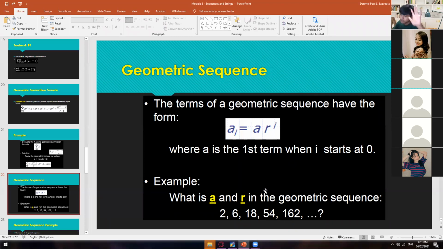Anyone? Do we have a volunteer who wants to answer this example? What is our a, and then what is our r?